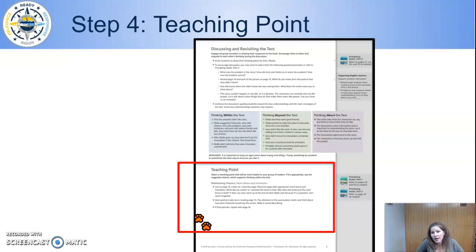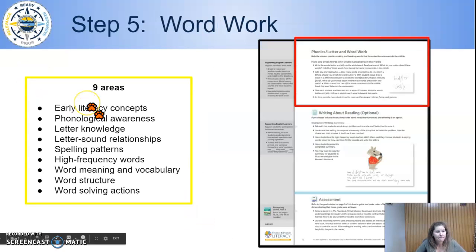Step 4, teaching point. Here's where you make your teaching point transparent to students, whatever you've been focusing on during the lesson. There are suggestions there as well. Step 5, word work. Last but not least, there is a word work component which lends itself to one of the 9 areas of phonics, spelling, or word study specific to the level. This section should take only a couple minutes at the end of the lesson.